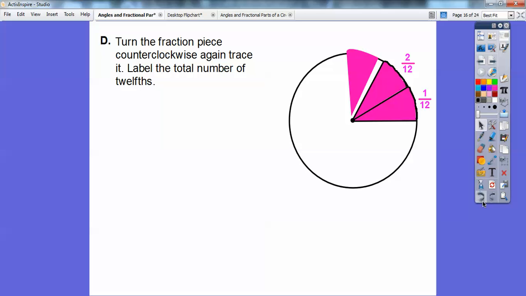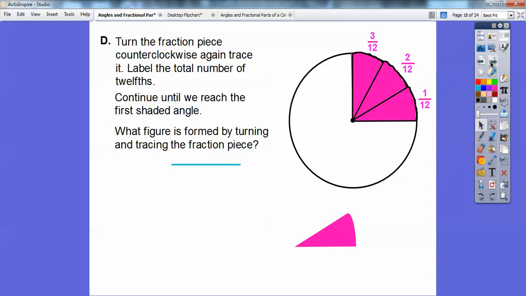Oops, I grabbed the circle by accident. Anyways, it's going to go right there, and then we're going to trace that little piece and label that also. Okay, so that's going to give us 3/12ths right there. And then continue doing this until we reach the shaded angle. So I'm going to put this piece right here, and then right here, and then right here, and just keep going around until we get all the way around.